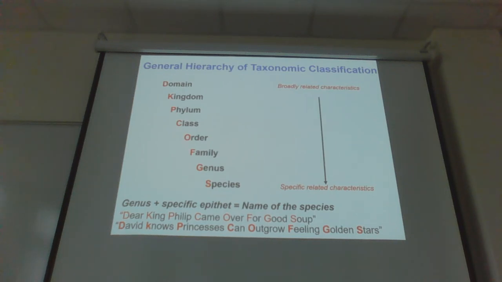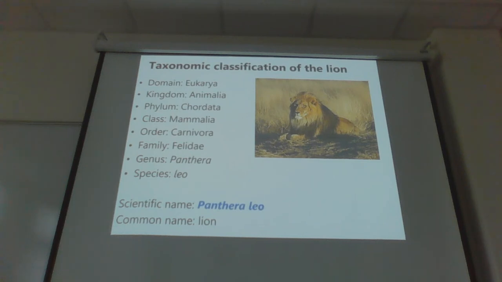So the principle is that from domain to species, we go from broadly related characteristics to specific related characteristics, okay? So this is the hierarchy of taxonomic classification that you must remember for me. Let's give some examples of all this, okay? To just have a better idea.